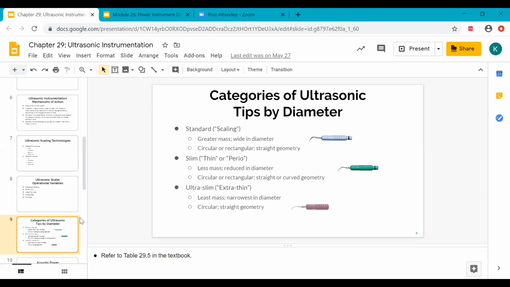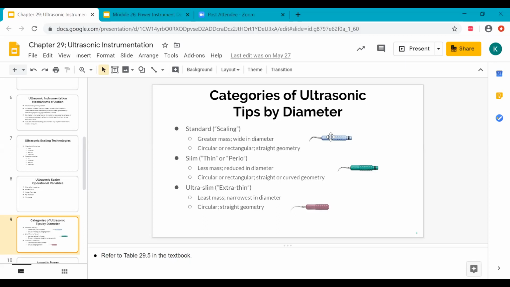Okay. These are some pictures. Our last PowerPoint had piezo tips, and on this one I put Cavitron tips, or magneto strips. This one here is our standard, the blue tips. They're going to have a greater mass, circular or rectangular in cross section. These are going to be used, like I said, sub and supra, but some of the blue tips will be used only supra depending on their cross section. They're going to be used on higher frequency with more water.